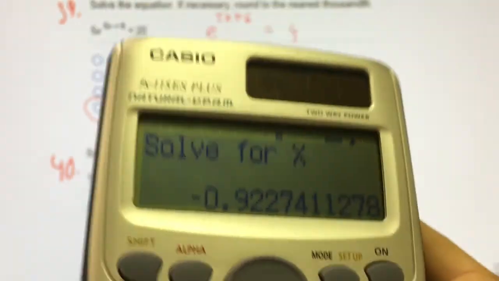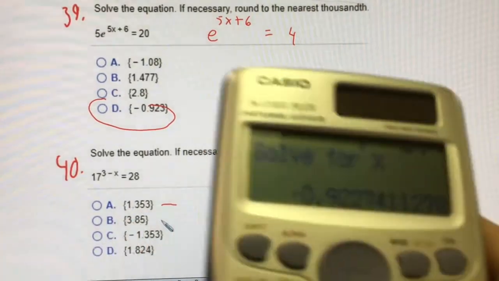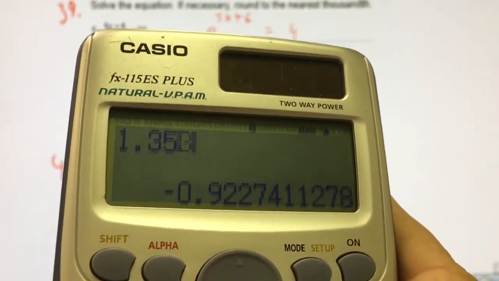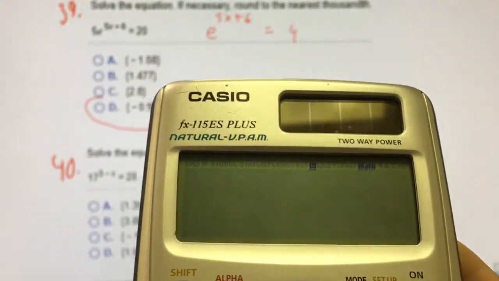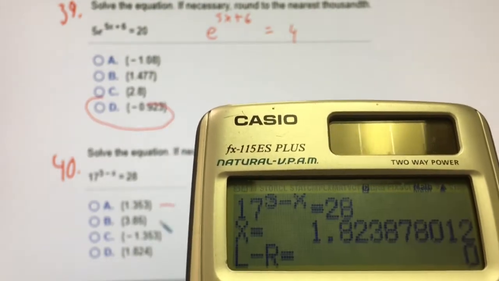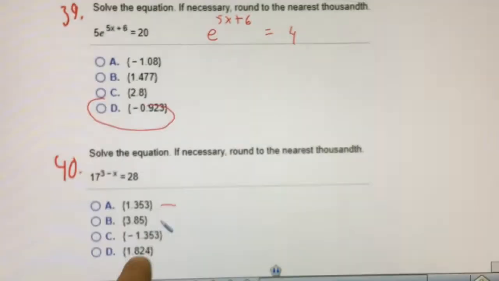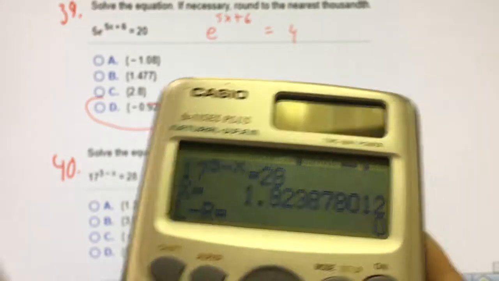Shift solve. Now I'm going to type in the positive 1.353 and see if it generates the guess. 1.353. It's guessing. Oh, it's thinking. So maybe it's not 1.353. 1.823. And look, it's the bottom answer. It's generating those answers. Notice there's a 0 at the bottom.